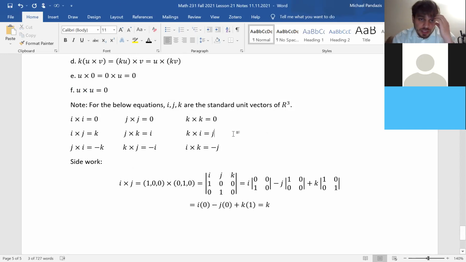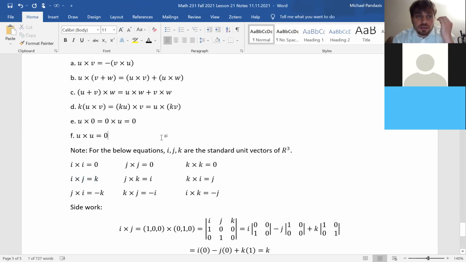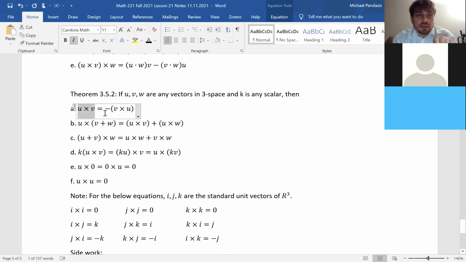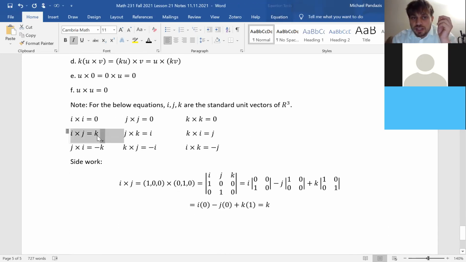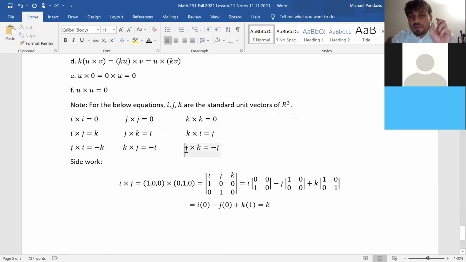Now let me note that if you knew that I cross j equals k, then remember part A of theorem 3.502. It says u cross v is equal to negative of v cross u. So if you switch the order of the vectors that you're cross producting, the result is the negative of what you originally had. Since I cross j equals k, then j cross I would have to be negative k. If you know that j cross k is I, then k cross j is just the negative of that, which is negative I. And if k cross I is j, then flipping it as I cross k gives you the negative of that, which is negative j.